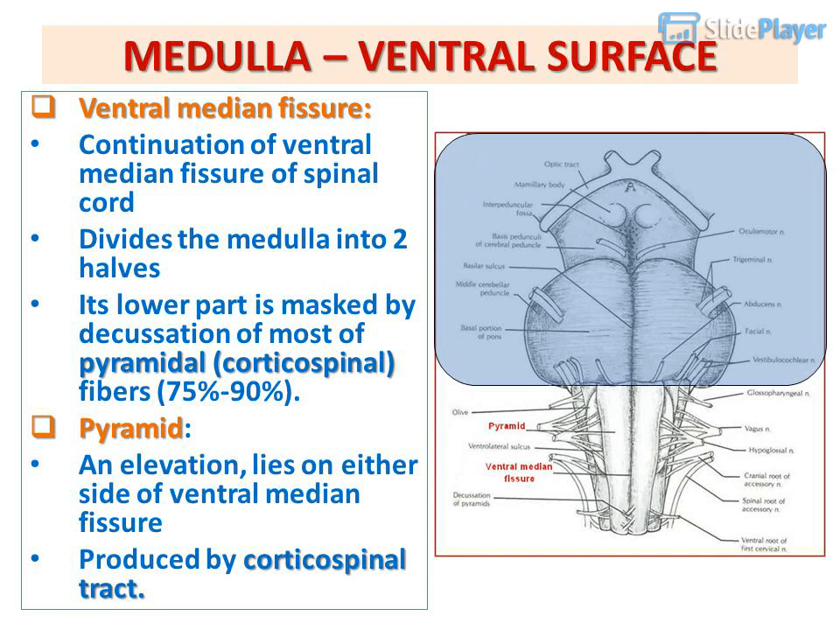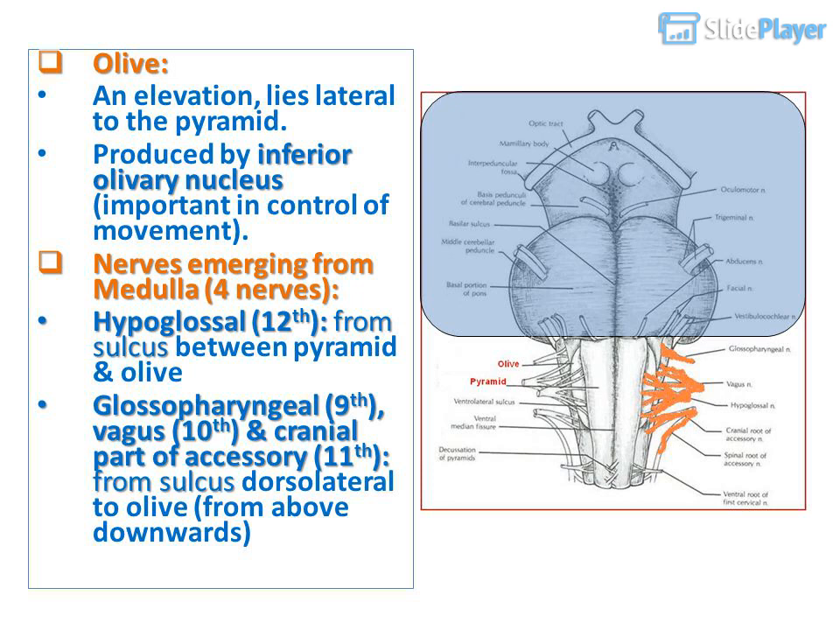Pyramid: an elevation, lies on either side of ventral median fissure, produced by corticospinal tract. Olive: an elevation, lies lateral to the pyramid, produced by inferior olivary nucleus, important in control of movement.